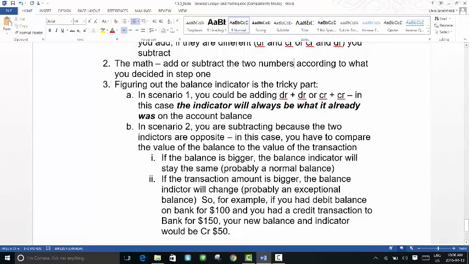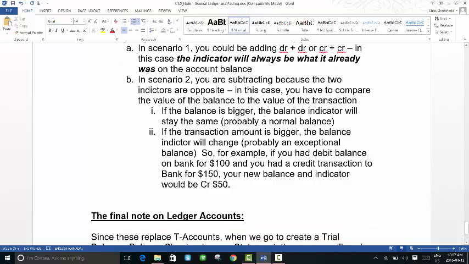In scenario 2, if you're subtracting, because the two numbers are opposite, remember, when you're doing the math, you always start with the account balance and add or subtract off the amount of the entry. You have to compare the value of the balance to the value of the transaction. If the balance is bigger, the balance indicator is going to be the same. And then there's an example down below. If the transaction amount is bigger than the balance, then the balance indicator is going to change. And this is probably an indication that you've got an exceptional balance.